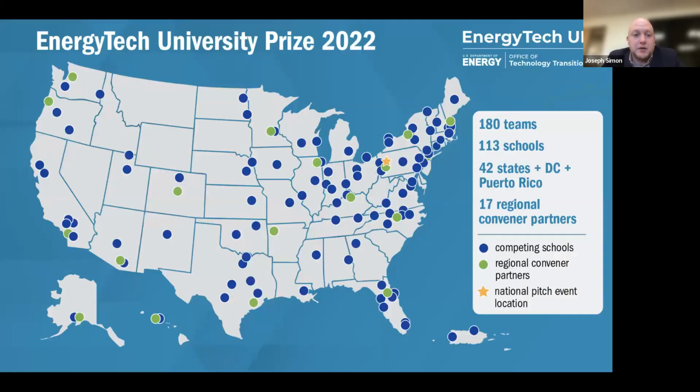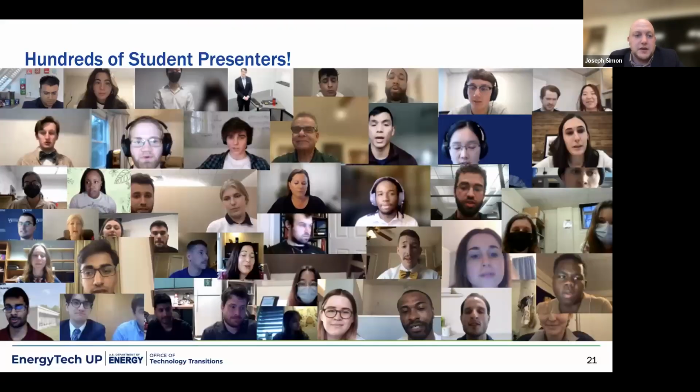In our inaugural year, we were excited to have 180 teams from 113 different schools, representing 42 states, DC, and Puerto Rico. These schools were able to engage with each other. They were able to meet other teams, be inspired by the research ongoing at their university, at their college, or at other areas. And we look forward to expanding that again in the 2023 cycle.